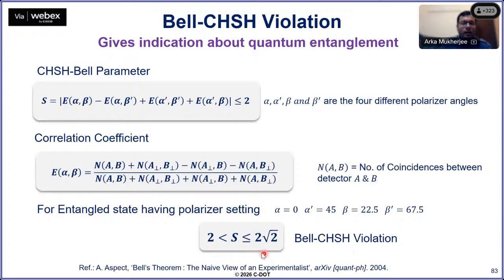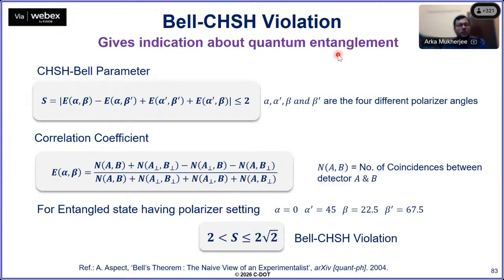And for this entangled state, we can show that if this experiment is performed, then we will see that this S value will be higher than 2. That's the violation. There is a theoretical foundation for this, and if this violation is there, you can confirm that an entanglement phenomenon is present. So that's how quantum entanglement is quantified using this Bell CHSH violation experiment.